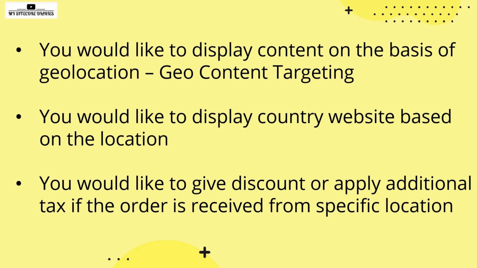You would like to give a discount or apply additional tax if the order is received from a specific location. There might be different tax laws for different provinces or different states. Then you have to apply those taxes to your order if you have an e-commerce service. So in that case also you might need to have the GeoIP service.